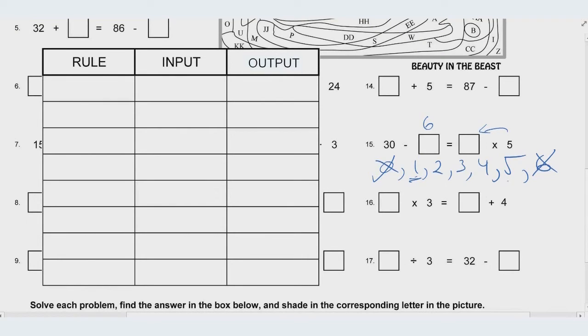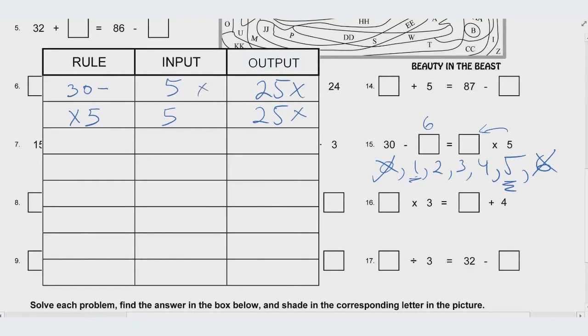So I would just pick the biggest number, which is 5. Put 5 in your input. I have 30 minus and times 5. And 30 minus 5 is 25, and 5 times 5 is 25.